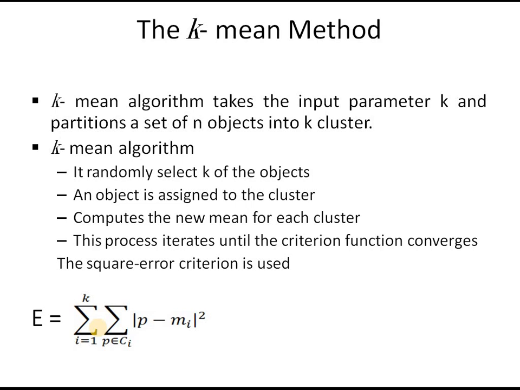The k-means algorithm takes the input parameter k and partitions a set of n objects into k clusters so that the resulting intra-cluster similarity is high but inter-cluster similarity is low. Cluster similarity is measured in regard to the mean value of the objects in a cluster, which can be viewed as the cluster centroid or center of gravity.